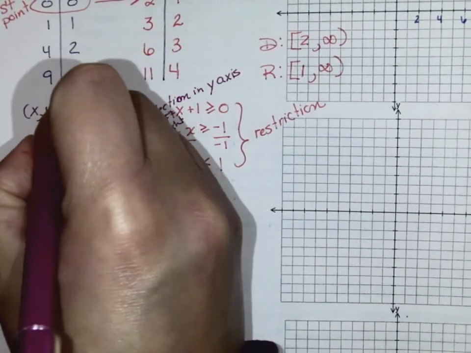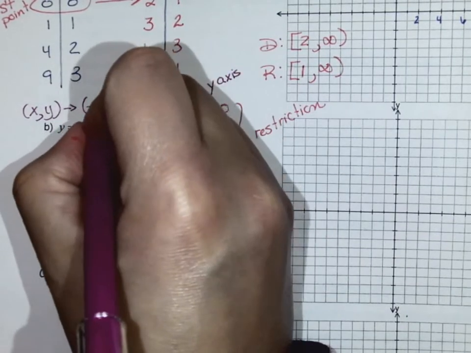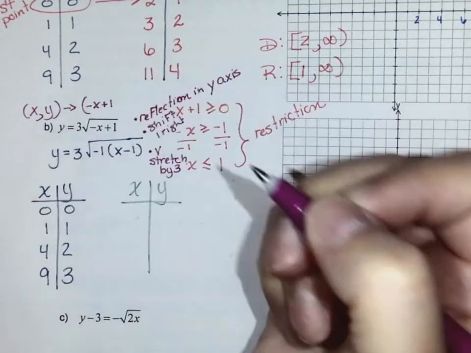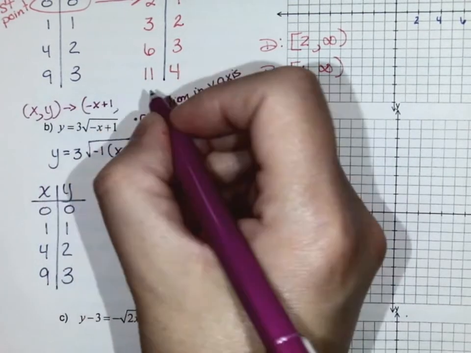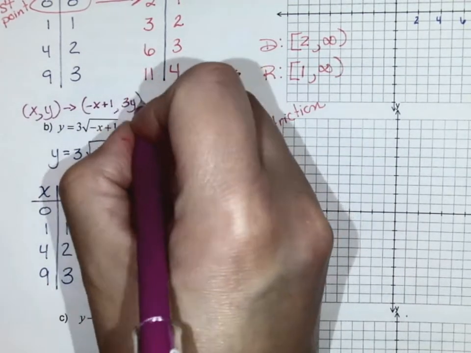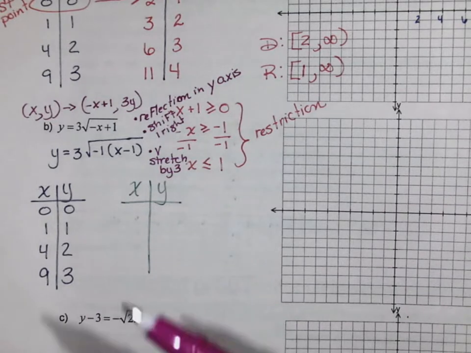So (x, y) translates to, and this shows me the math I'm going to do. I'm going to do -x and then +1. Oh, that looks really familiar. And then y is going to be 3y. Do you remember the mapping rule from chapter 1? I don't know if that's easier or not easier, but we'll just go with it.